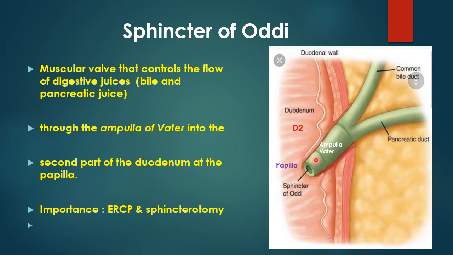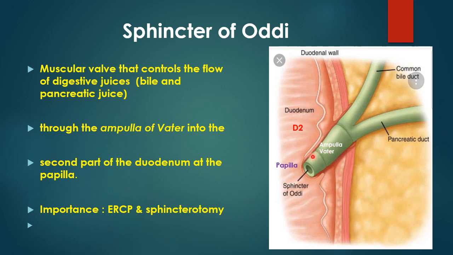And this summit is guarded by a sphincter known as the sphincter of Oddi, which is a thickening of the circular muscles of the wall. And this takes place in the wall of the second part of the duodenum. So the sphincter of Oddi is a muscle which acts as a valve to keep the flow of bile and digestive juices unidirectional from the ducts into the lumen of the small intestine, and prevents the reflux of duodenal contents back into the ampulla.